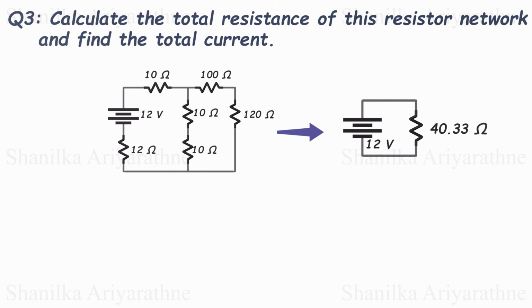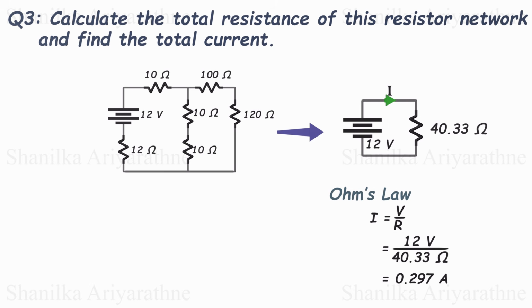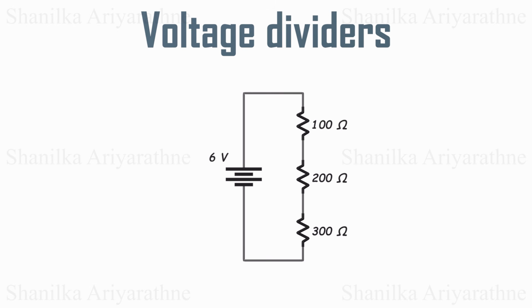Calculating the current is easy now. Just use the Ohm's law. The total current is 0.297 amperes. Now let's move on to our final topic of this video: voltage dividers.